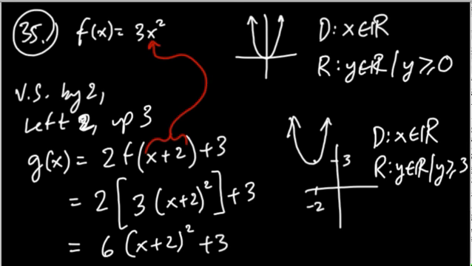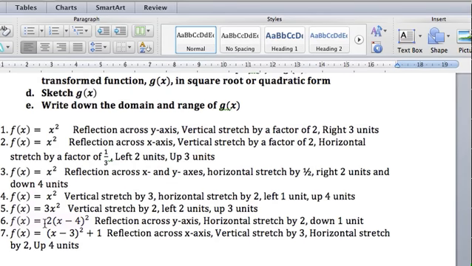Let's go to the next one. 36. So let's see, 36 is 2(x minus 4) squared. Okay, so let's just write that down first. 2(x minus 4) squared.